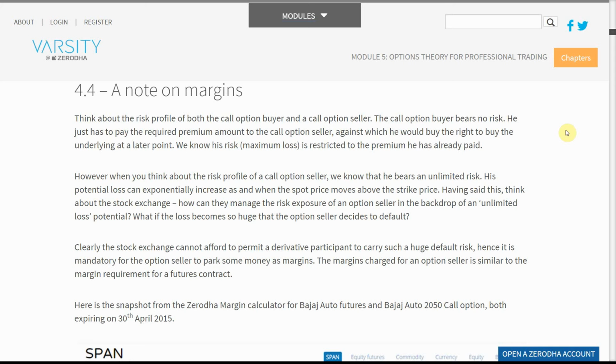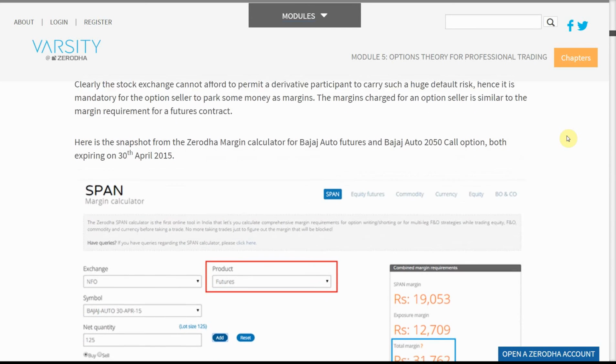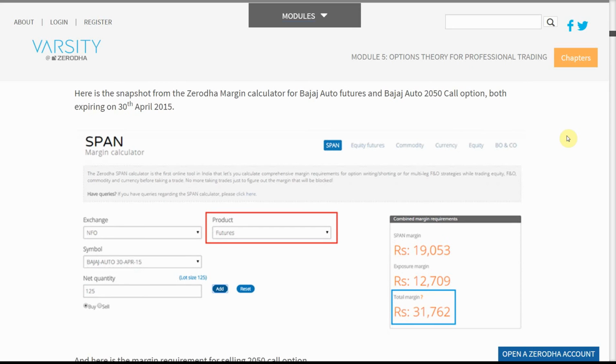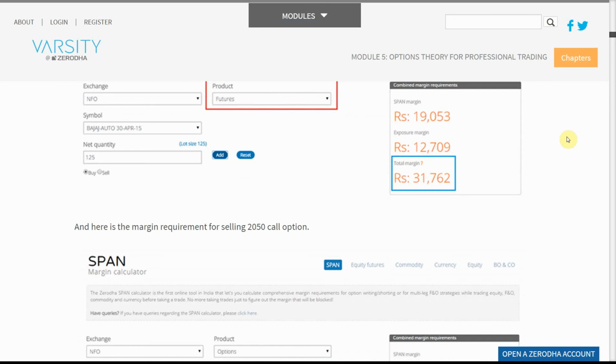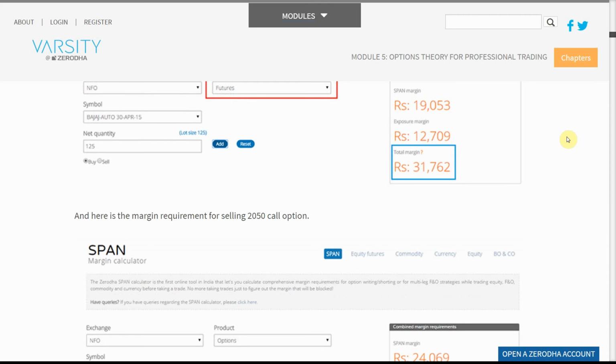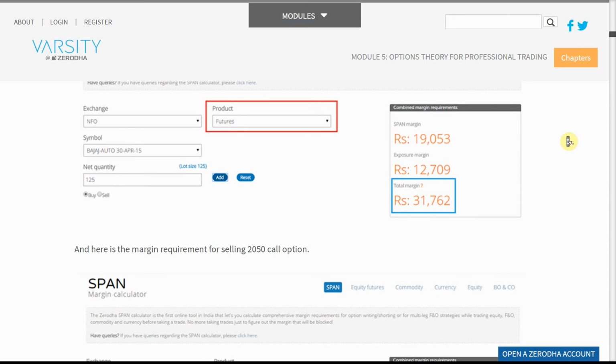The margins charged for an option seller is similar to the margin requirement for a futures contract. Here is the snapshot from the Zerodha margin calculator for Bajaj Auto Futures and Bajaj Auto 2050 call option, both expiring on the 30th of April 2015. And here is the margin requirement for selling the 2050 call option. As you can see, the margin requirements are somewhat similar in both the cases, option writing and trading futures. Of course, there is a small difference. We will deal with it at a later stage.